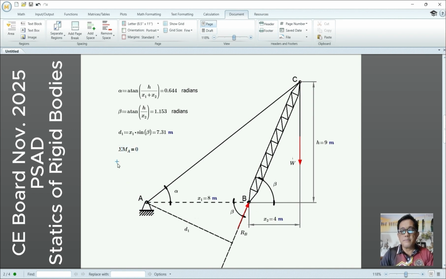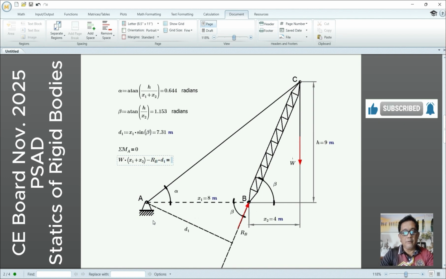Considering clockwise moment as positive, we'll start with this one, W. It will create a clockwise moment at A. So that's W times the moment arm, which will be the sum of x sub 1 plus x sub 2. Then this R sub B will create a counterclockwise moment at point A. So that's minus R sub B times d sub 1 equals 0.